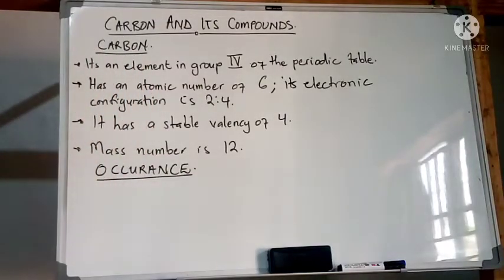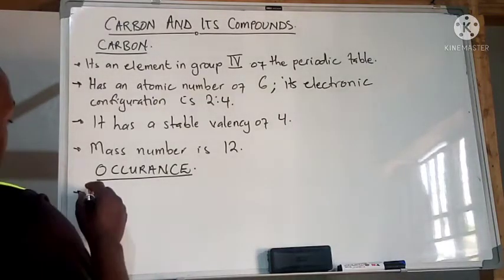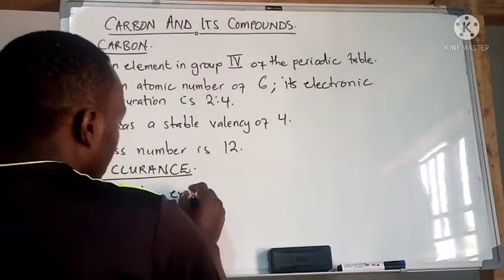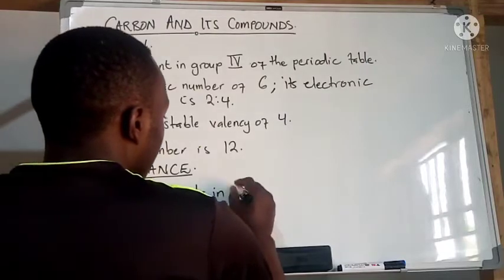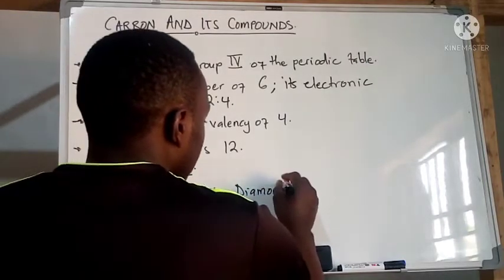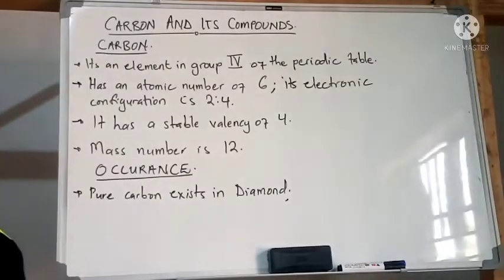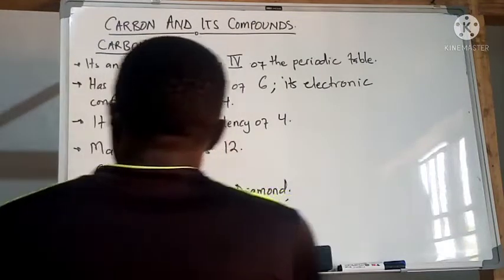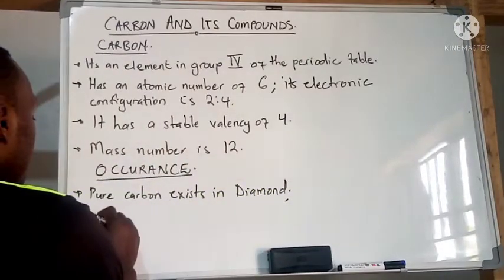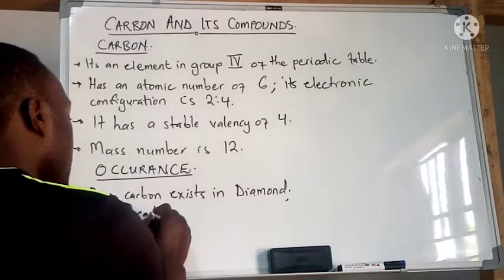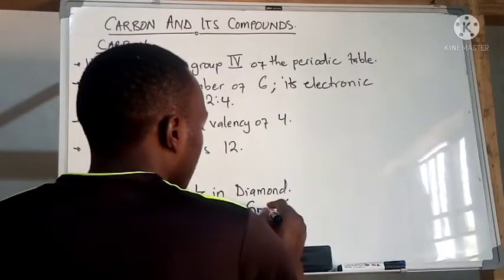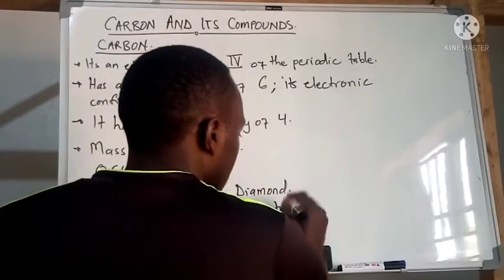Where do we expect to find carbon? In its pure form, pure carbon exists in diamond. Pure carbon exists in diamond naturally. And then impure carbon exists in graphite.